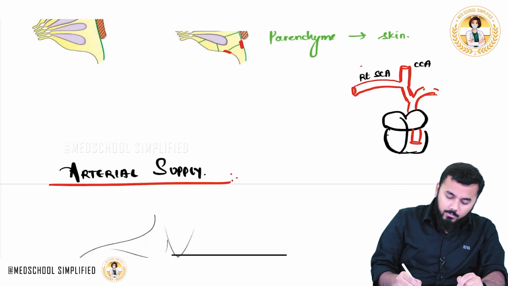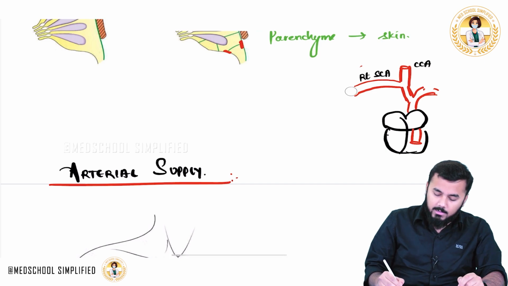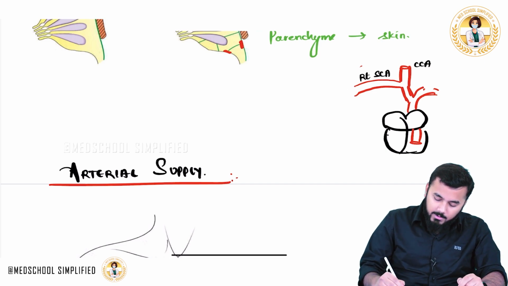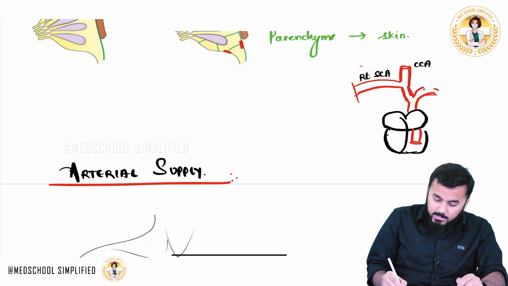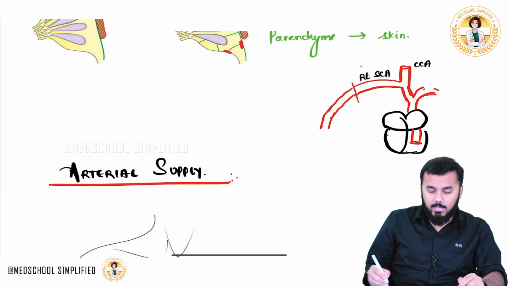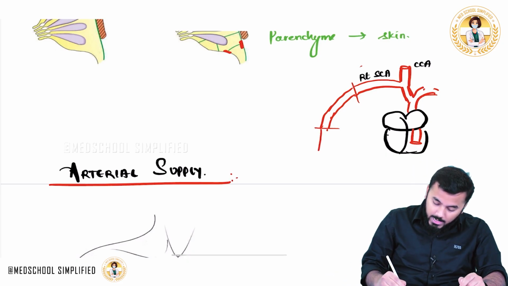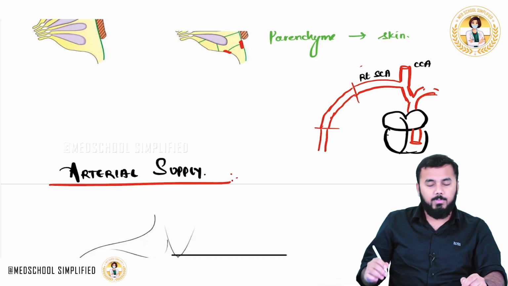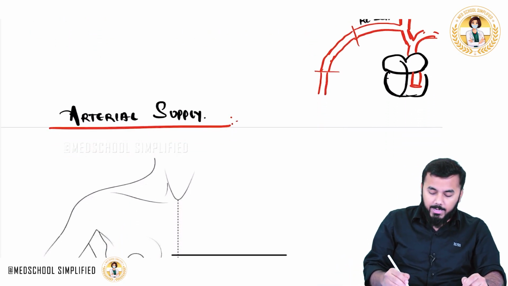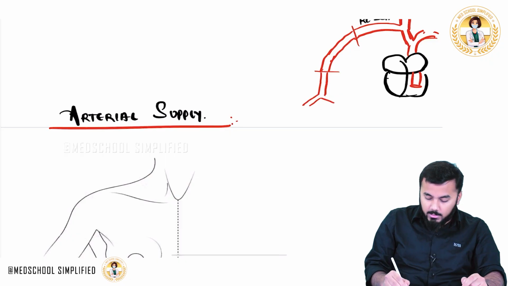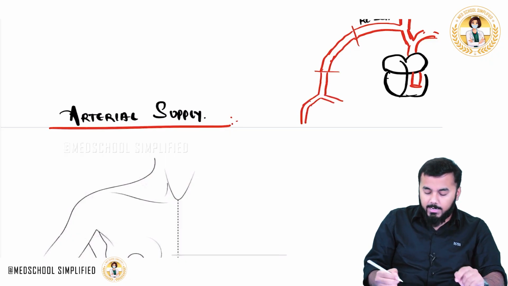All of you know one very important thing about the right subclavian artery: it continues further as the axillary artery. The axillary artery continues further as the brachial artery. And the brachial artery divides into two branches, one going to the radial side.